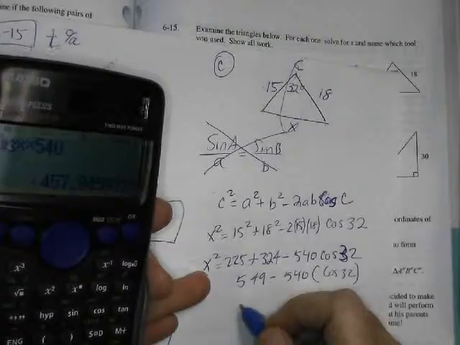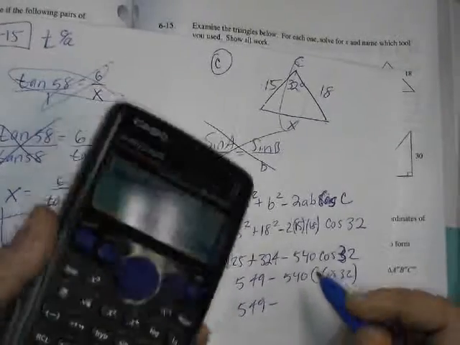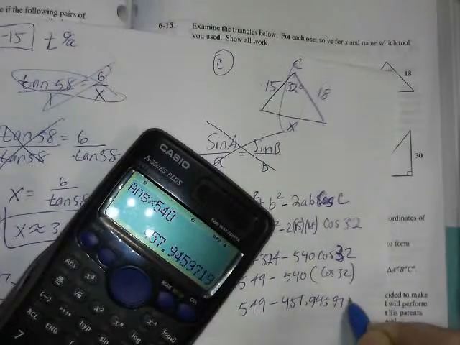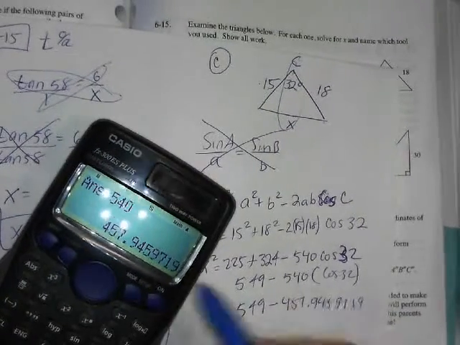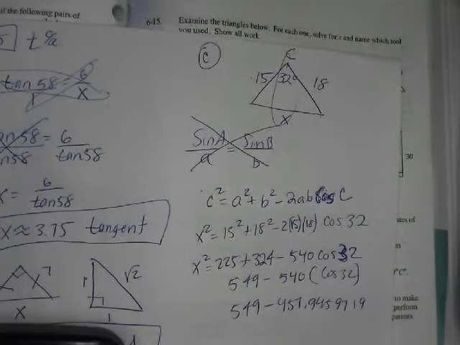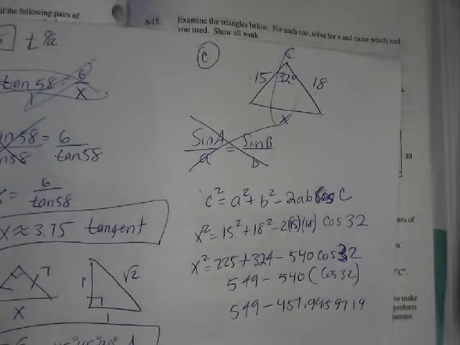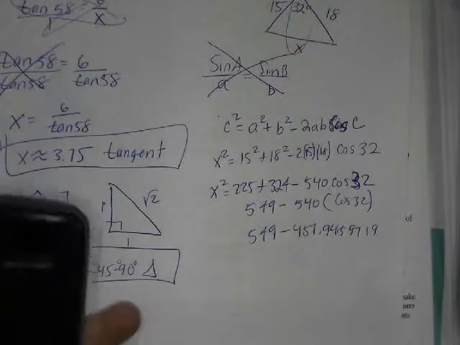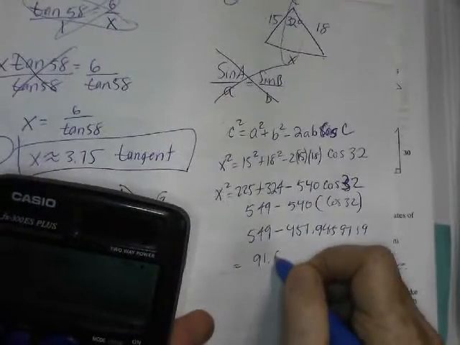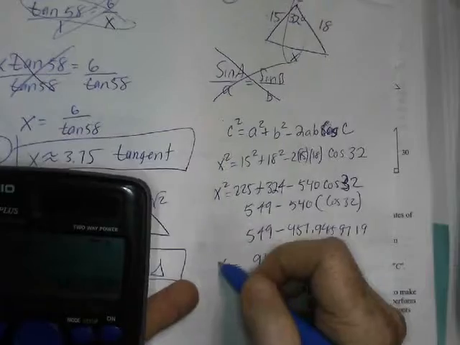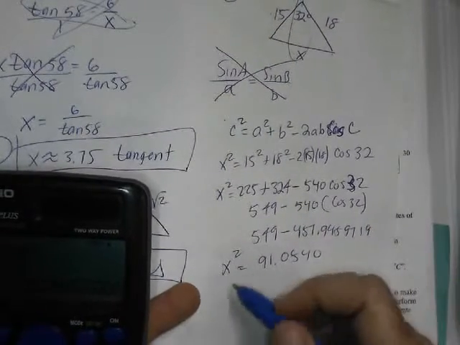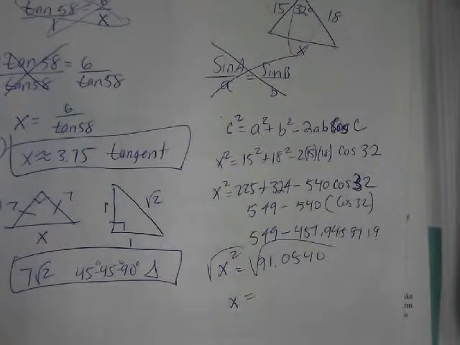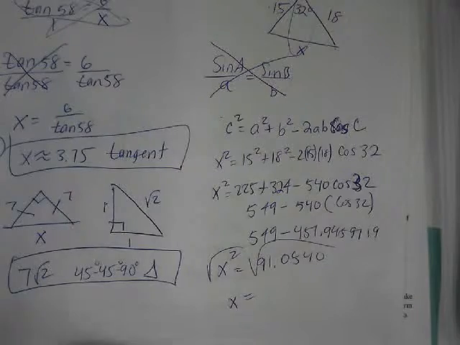549 minus this says 457.9459719. So I'm just gonna do this subtraction in my calculator. 549. So this ends up being 91.0540, but we're not done because that's what x squared is and we want to know what x is. So now we're going to square root both sides, and x is going to be whatever the square root of that is.